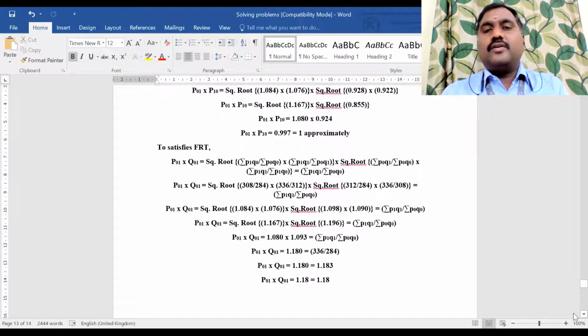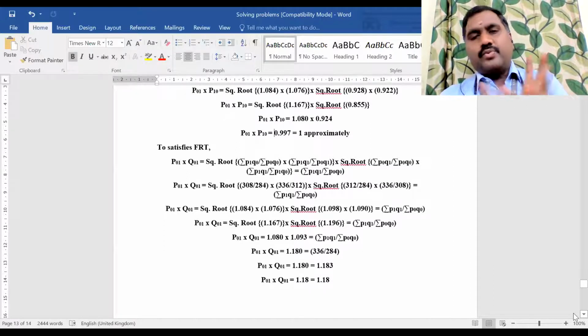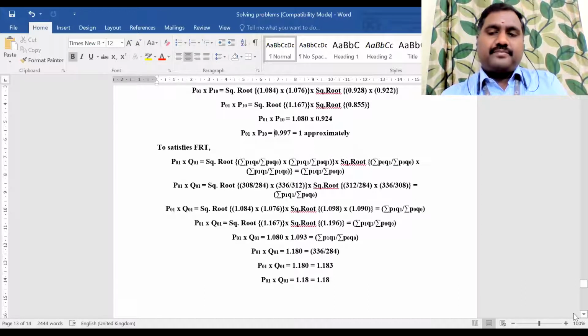Tomorrow we'll work out one problem under FRT and TRT. When no quantity is given, and price and value or some other value is given, what you have to do, that method we will work out. And next, for the weighted average of price relative method, we will work out one problem. So with that, the index number problems are over, the simple and weighted methods. Next week, Tuesday, we will start the consumer price index number. It will take one or two classes. So with that, your 15th will be over.